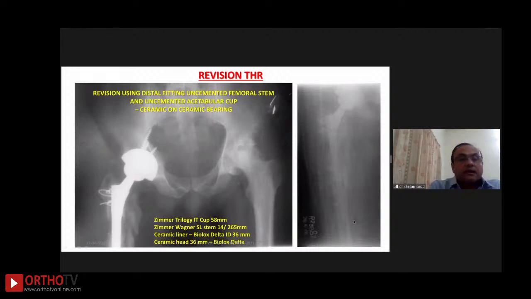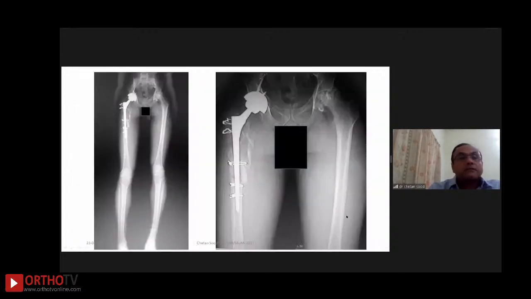Putting a Wagner, I had to reattach the trochanter again, and whatever was left, the bone pieces, some part of it was still there, but the muscles were not coming close to the stem. So this is the best I could do at that stage. He had lost a lot of blood by that time. This is what it looked like.